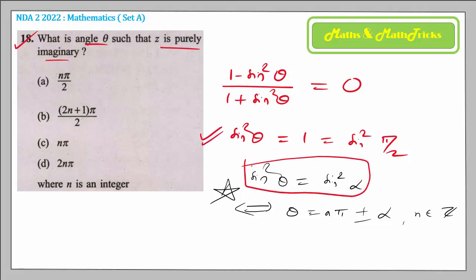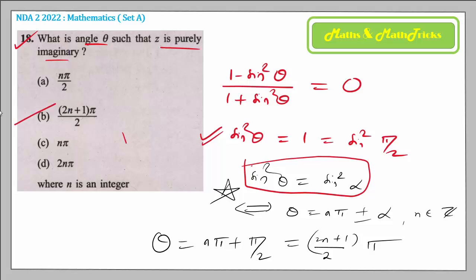Now we have got such an equation here. So what would be the answer here? Alpha is pi by 2. So your theta will be n pi plus pi by 2, I am taking. If you simplify by taking the LCM 2, it will be (2n plus 1) pi by 2, pi is common in the numerator. So option B. Hopefully it is clear to you.